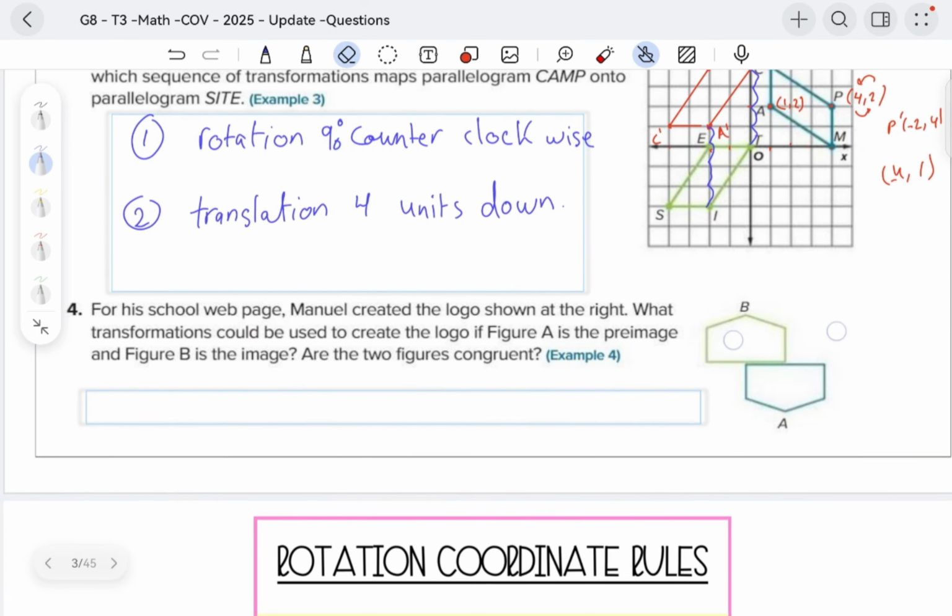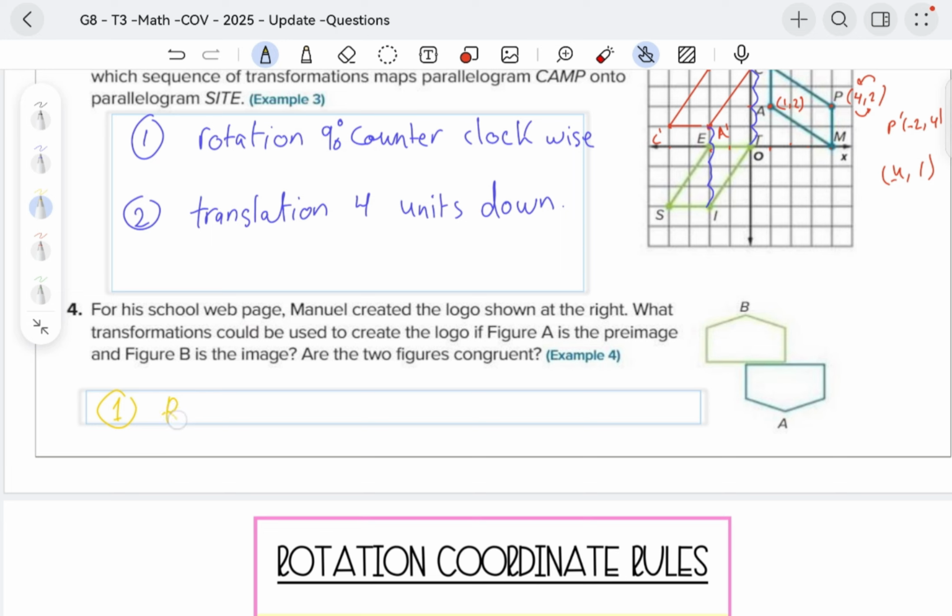Okay. Now for the fourth question. In this question, also we have to determine if they are congruent and what transformation could be used to create the logo if figure A is the pre-image and figure B is the image. This one is the original and this one is the image. So here you can say that we have a reflection across a horizontal line, and then a translation to the left. Or you can say a rotation, then a translation. Both are correct answers.